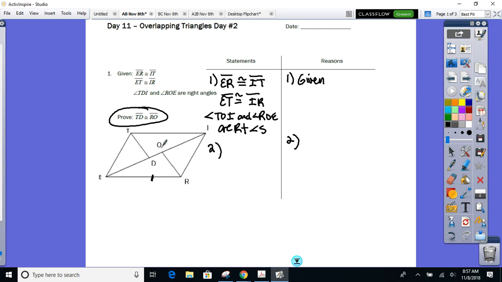I have ER congruent to TI. I have ET congruent to IR. And then I have right angles at TDI and ROE. So if we were to make a decision here, which pairs do we have enough information about? TDI, because we already have a side and an angle, congruent to EDR, because we have a side and an angle. Everyone agree? We okay with those? Because there's no wrong answer here. You could actually do both. But I think right now we have enough information to do the top and the bottom one.